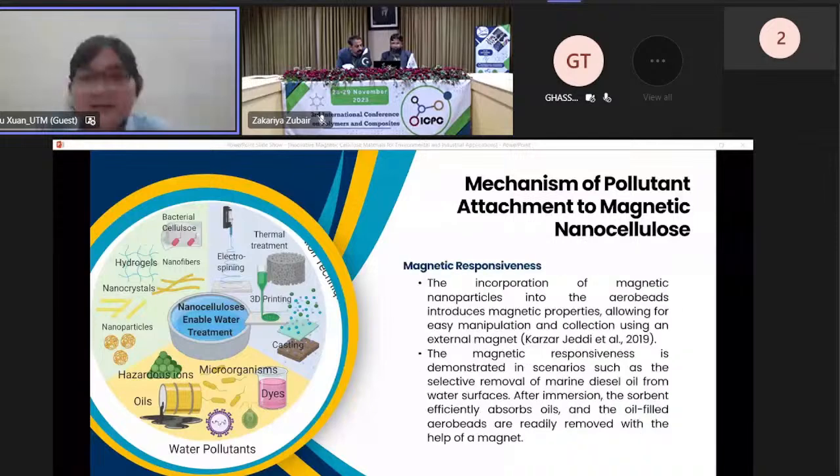Now let's discuss the magnet. We integrate a minuscule magnetic component into our beads, rendering them responsive to magnetic fields. This responsiveness allows easy manipulation and collection of the beads using a magnet. Imagine using a magnet to selectively extract oil-filled beads from the water. This magnetic feature not only enhances the cleanup efficiency, but also enables the reuse of the material. Hence, it not only proved effective, but aligns seamlessly with the principle of environmental sustainability.